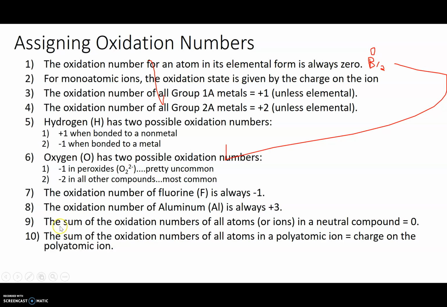And the other thing that is important is that the sum of the oxidation numbers of all atoms in a neutral compound has to be 0. So if the compound is neutral, you add up all the oxidation states, the total charge must be 0. If you're looking at a polyatomic ion, the total of the oxidation numbers, when you add them all together, must be equal to the charge of the polyatomic ion. And we're going to see this on the next slide.